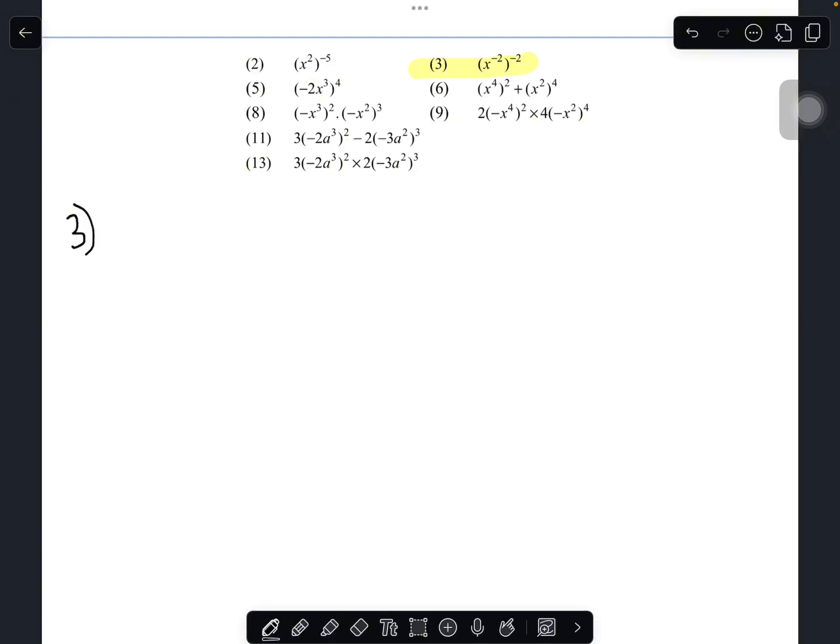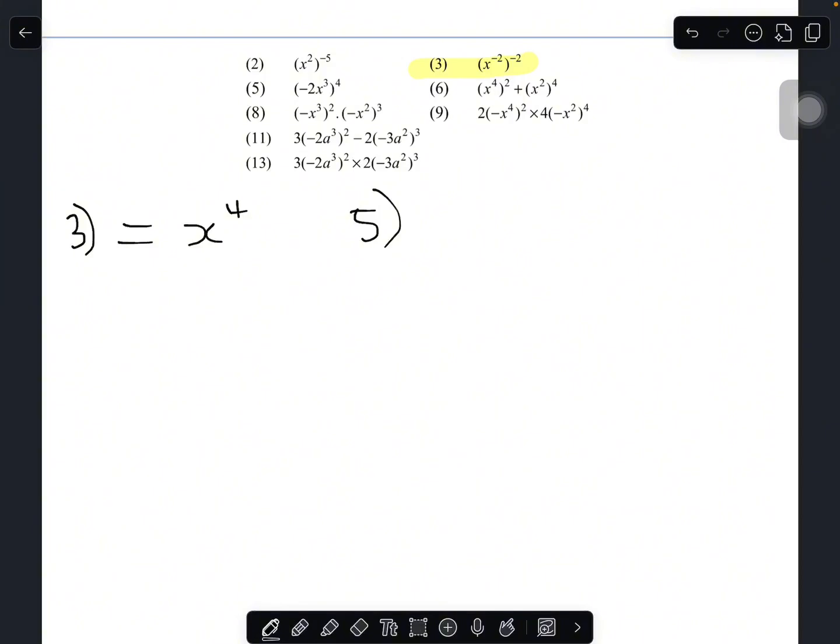Moving on to number 3, we have a power of a power, so we can do number 3 here. So we're going to multiply that negative 2 by negative 2, and that's going to equal x to the power 4. Let's do 5 here.